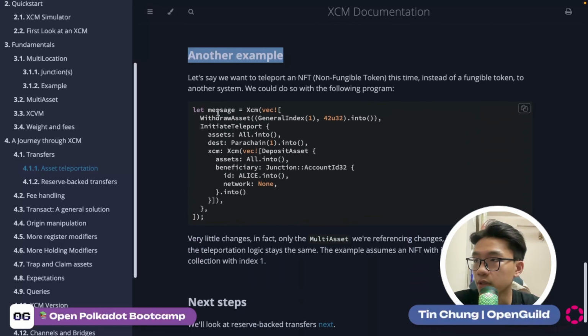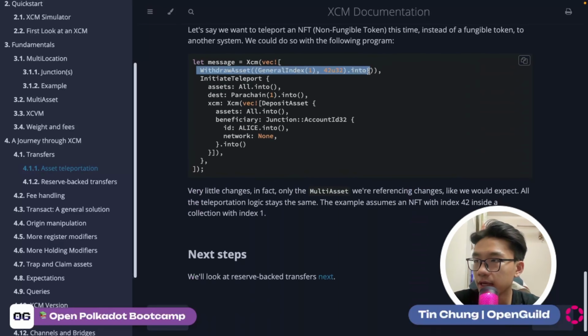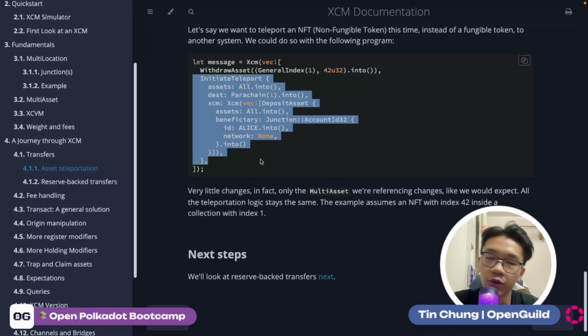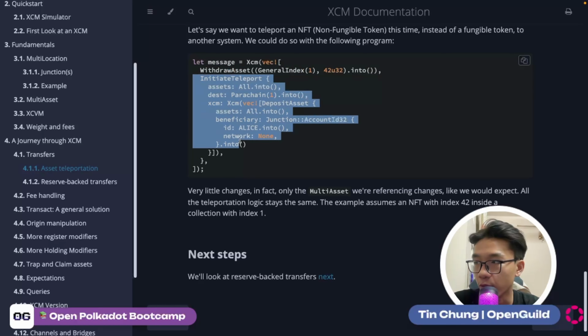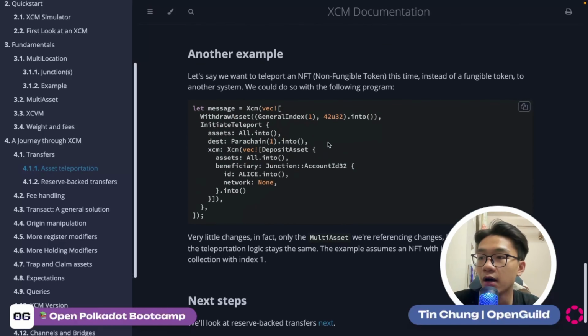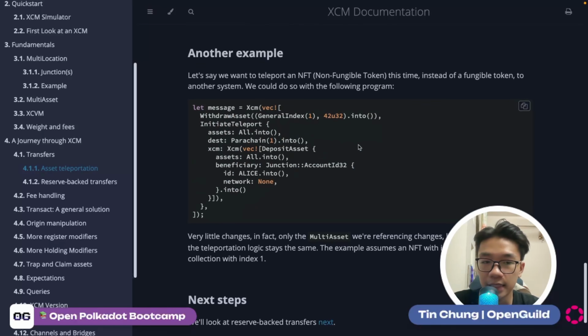Another example: we have withdraw asset, initiate teleport. Very simple. Whenever you want to teleport a token from chain A to chain B, to a trusted chain B, you simply call withdraw asset and initiate teleport. And that's how asset teleportation happens when you use the XCM language.